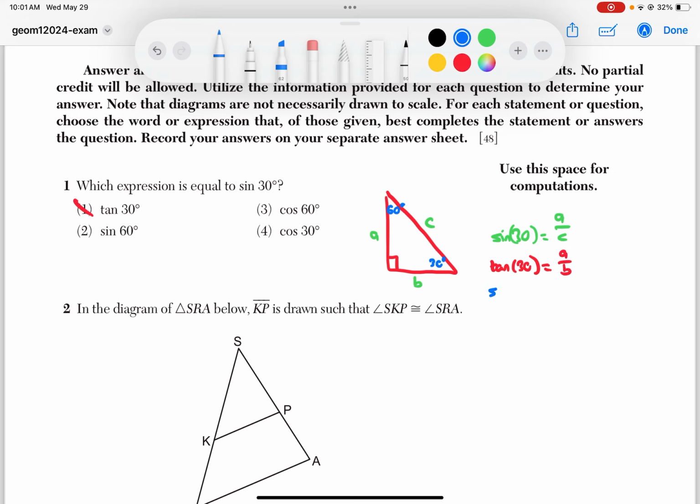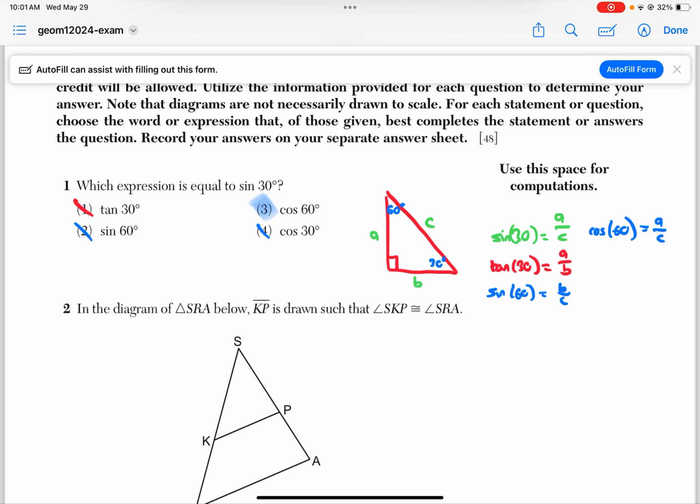Sine of 60 equals opposite over hypotenuse, which is B over C, so it cannot be sine of 60. Cosine of 60 is adjacent over hypotenuse, which is also A over C. So using that, we have found the equivalent expressions. That's what they want you to do.